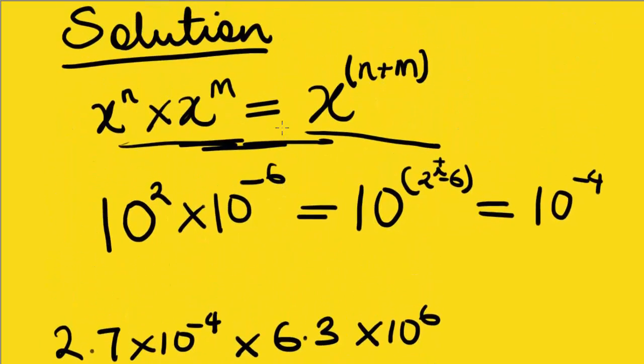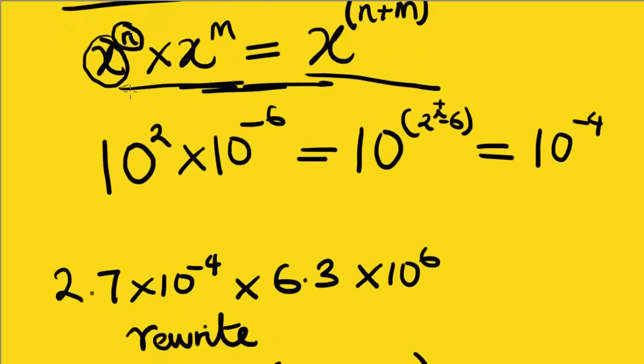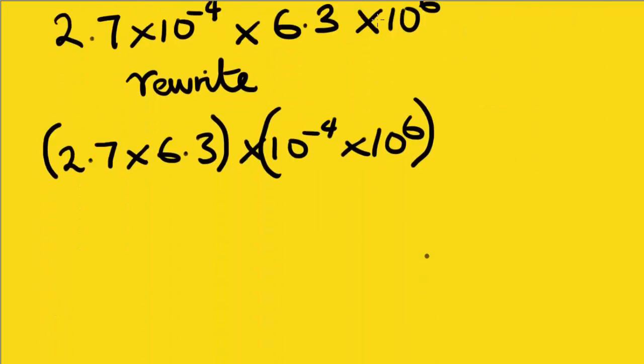Remember, from the laws of indices, the number in this position is called the base, and this number is called the index or power. So when you're multiplying two numbers with the same base, you keep the base and you add the powers. That's really what that law says. And that's what I'll be applying here.